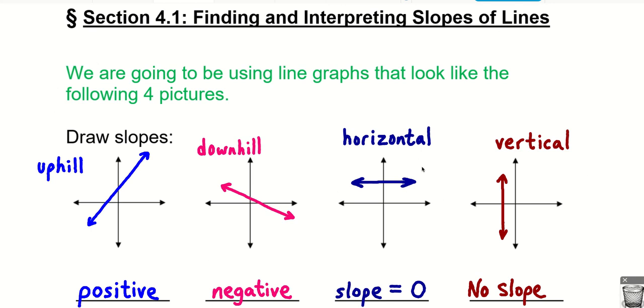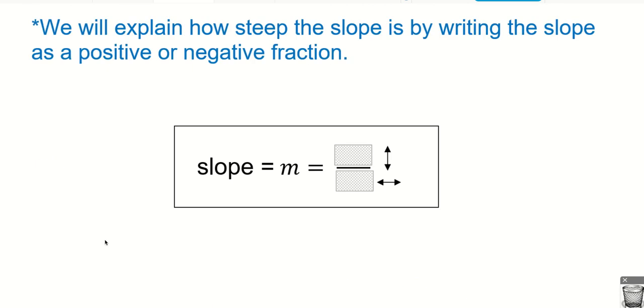Hopefully I can remember to circle back to these once we've taken down all these notes. It'd be worth coming back to especially the horizontal and the vertical deal. But here we go. In general, we could have led with this. This could have been the very first note we took. We will explain how steep the slope is by writing the slope as a positive or negative fraction, like I said, or 0, or doesn't exist.